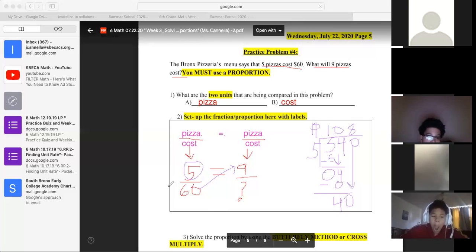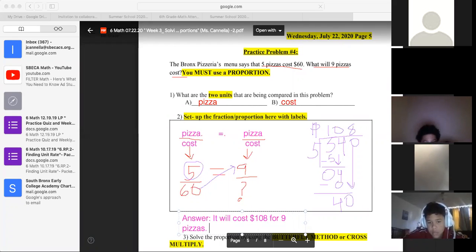Lorenzo Cruz. 108. Great. So make sure this is on your paper. This can go in either box 2 or box 3. I don't really care where it goes. Answer: it will cost $108 for 9 pizzas.